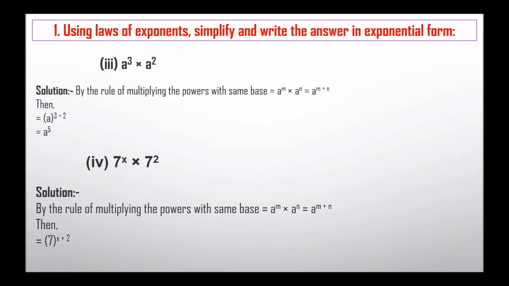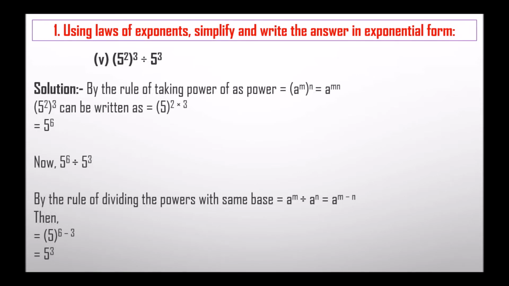a cube into a square, so a raised to 3 plus 2, that is a raised to 5. 7 raised to x into 7 raised to 2, that is 7 raised to x plus 2. 5 square bracket cube divided by 5 cube. By the rule of taking power of a power, 5 raised to 2 bracket 3 can be written as 5 raised to 2 into 3, that is 5 raised to 6. 5 raised to 6 divided by 5 raised to 3, that is 5 raised to 6 minus 3, that is 5 raised to 3.